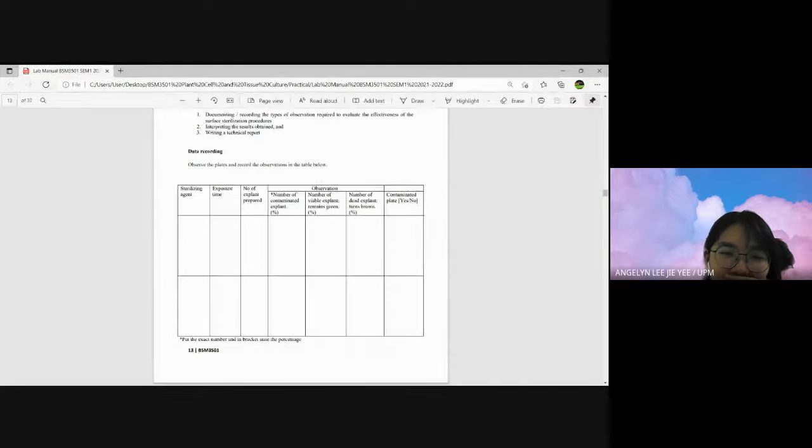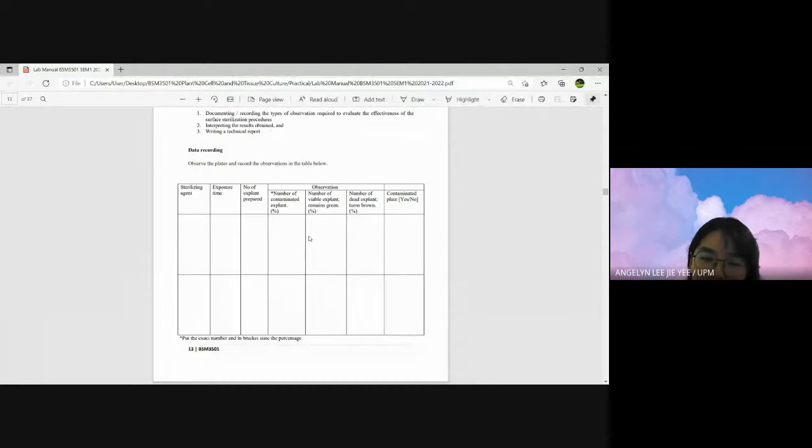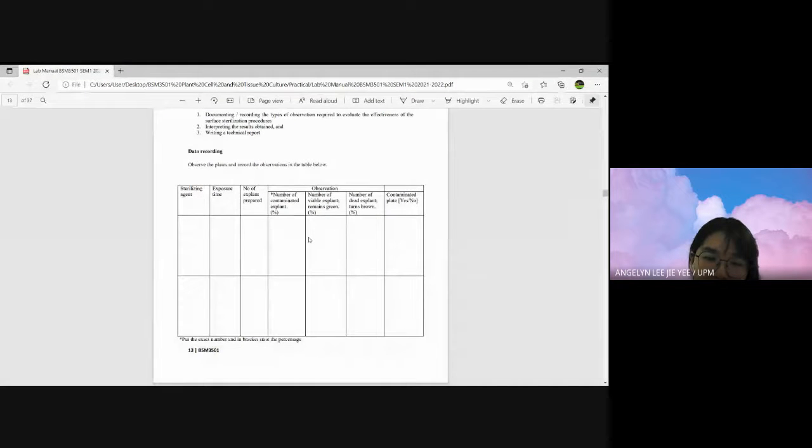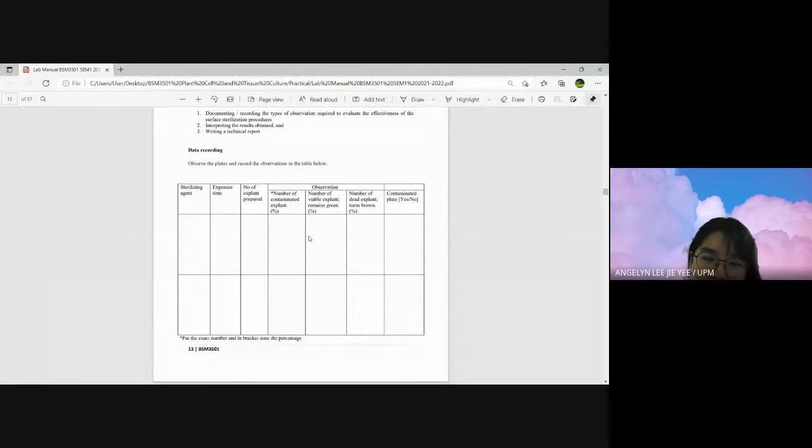Since I have the result, then I'll go try. Okay, sure. For both sterilizing agents, it will be the same, the 10% chloride solution, but different for exposure time, which is 5 minutes and 15 minutes respectively. For the 10% chloride solution with 5 minutes of exposure time, we have prepared 5 explants for every experiment, and the number of contaminated explants for the 5 minutes of 10% chloride solution is 3 per 5. So the percentage will be 60%.